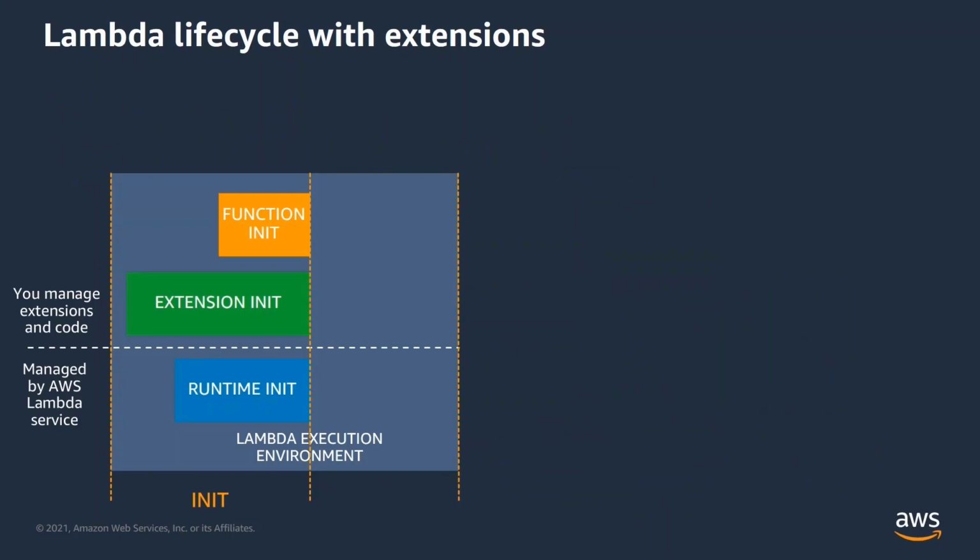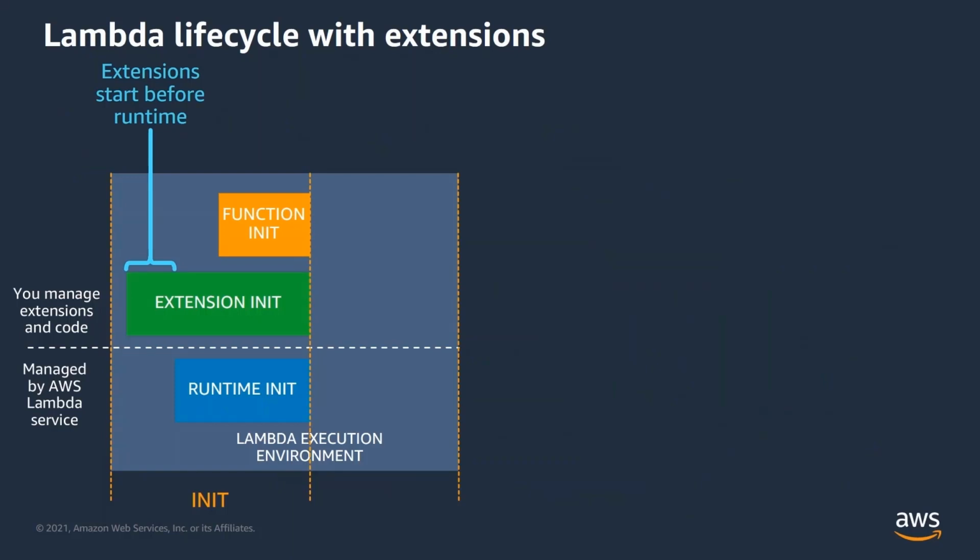We can see here how the init phase of the Lambda lifecycle is enhanced. When setting up the execution environment, Lambda searches the opt extensions folder, finds any extensions, and runs them as separate processes. The extension files need to be executable for Lambda to run them, and if not, you will get an access denied message. And this happens before the runtime starts.